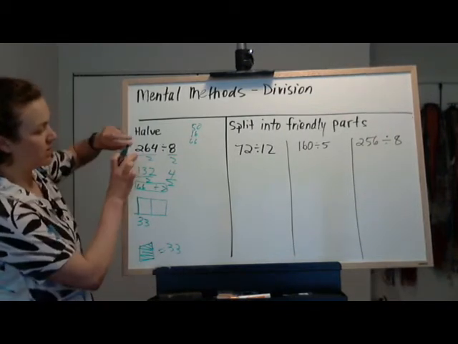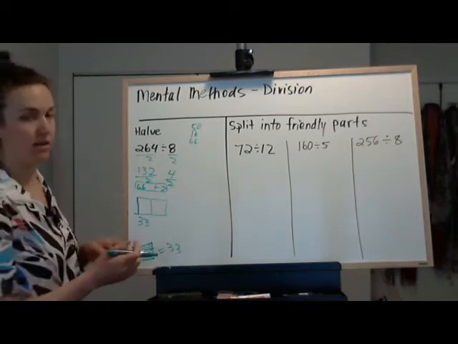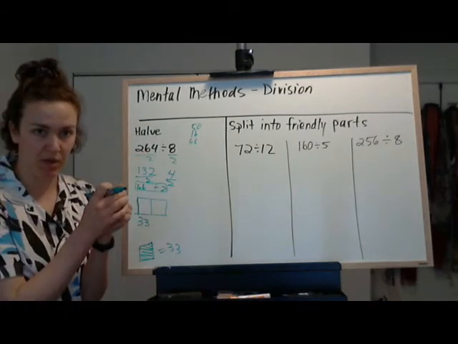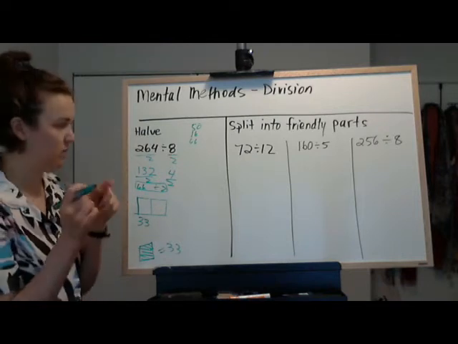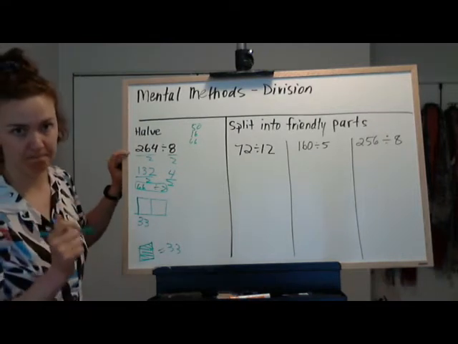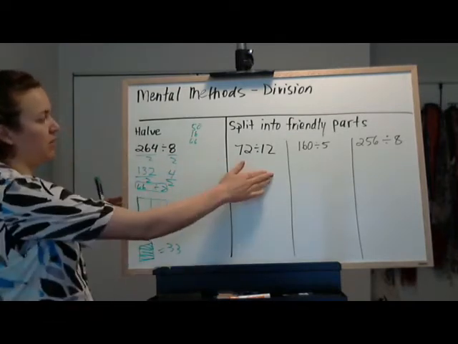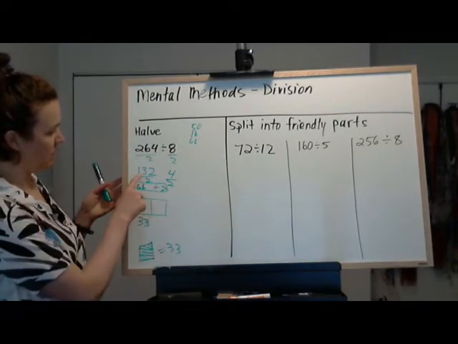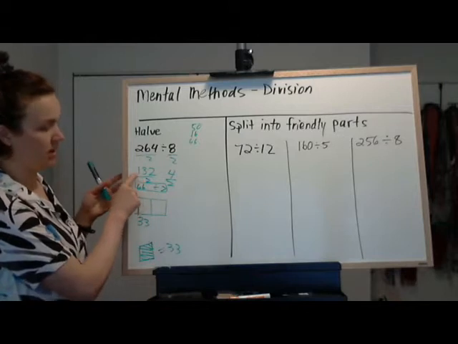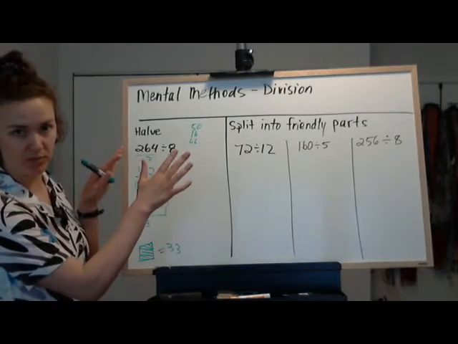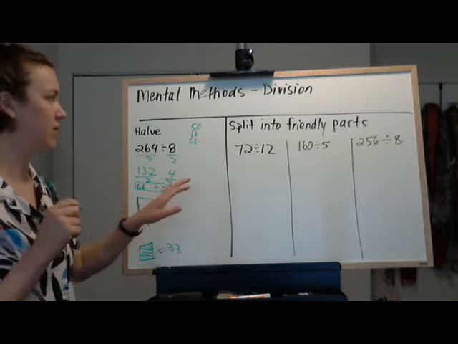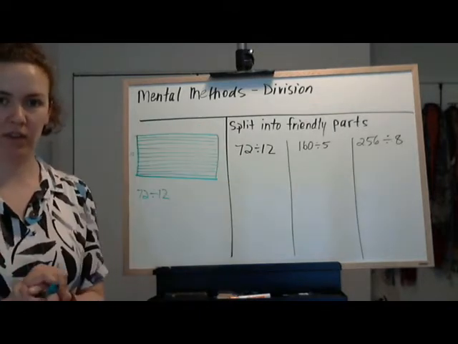So we've solved 264 divided by 8 by splitting what we're dividing and how many pieces we're dividing it into by 2 each time. So that is the halving strategy. The split into friendly parts is kind of what I did with this 132 divided by 2. So I'll show you some more examples of that. Okay, splitting into friendly parts.